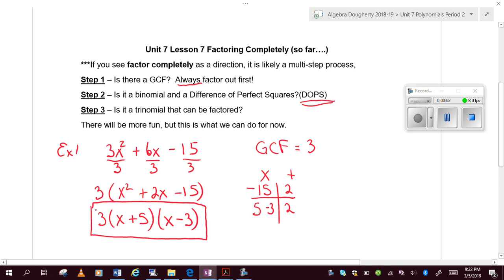Now notice, I keep bringing down all the factors. I didn't do anything with this 3 here. I still had to bring it down because all of these lines are always equivalent.